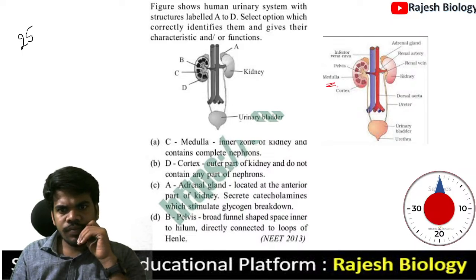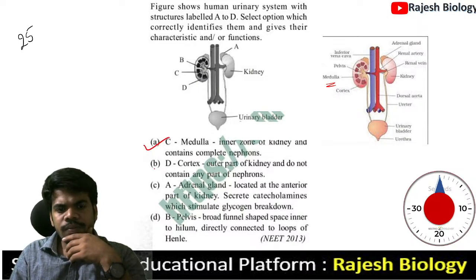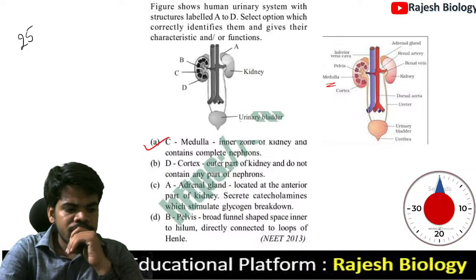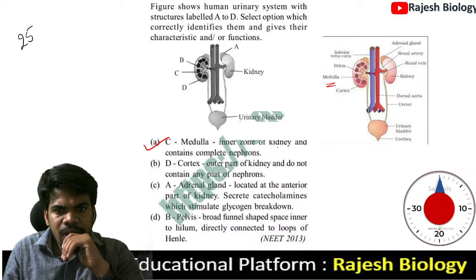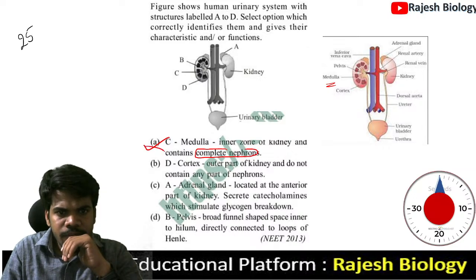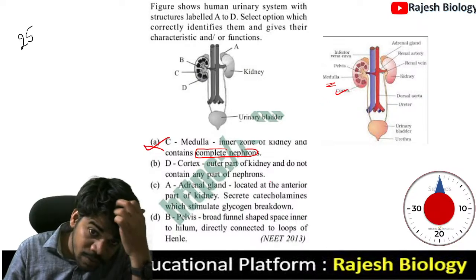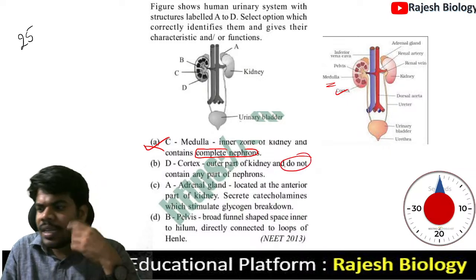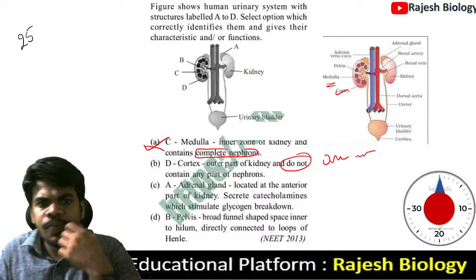C is medulla, the inner zone of the kidney, and contains complete nephrons. Complete nephrons, no, because only Henle's loop is present. D. Cortex is correct: the outer part of the kidney, and does not contain any part of nephrons. It is also wrong because it contains what? It contains Bowman's capsule and PCT and DCT also.